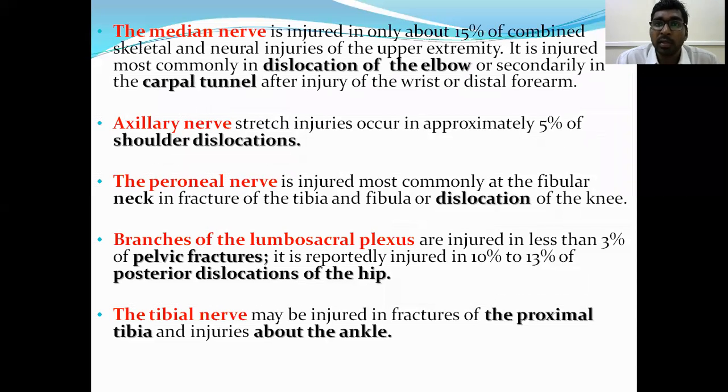The median nerve is injured in only about 15% of the combined skeletal and neural injuries of the upper extremity. It is injured most commonly in dislocation of the elbow, or secondarily in carpal tunnel after injury of the wrist or distal forearm. Axillary nerve injuries occur in approximately 5% of shoulder dislocations. The common peroneal nerve is most commonly injured at the fibular neck, in fracture of the tibia or fibula or dislocation of the knee. Branches of the lumbosacral plexus are injured in less than 3% of pelvic fractures. The sciatic nerve is reportedly injured in 10% to 13% of posterior dislocations of the hip. The tibial nerve may be injured in fractures of the proximal tibia and injuries around the ankle.